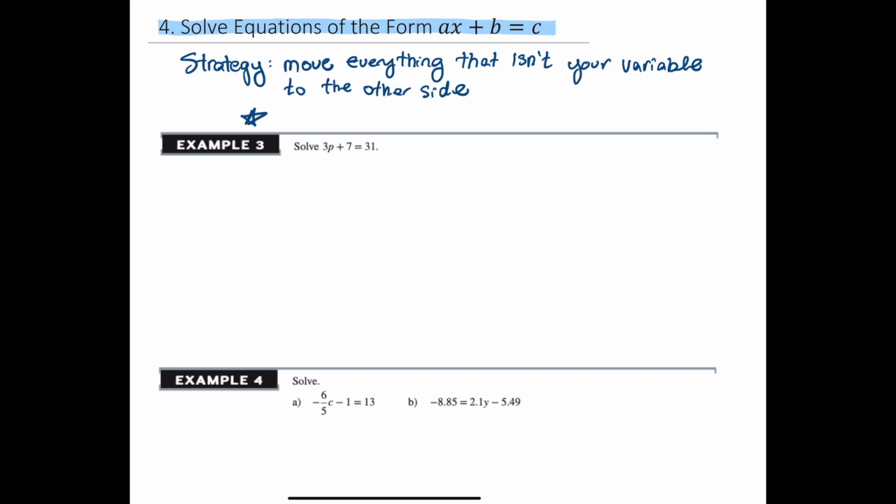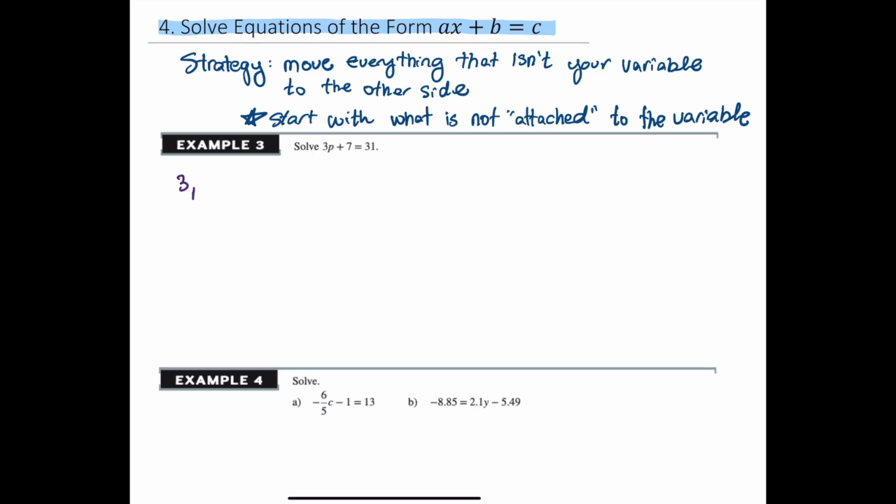And I'll add a subnote here. You want to start with what is not attached to the variable. And we'll see what I mean by that. Let's look at our first example.